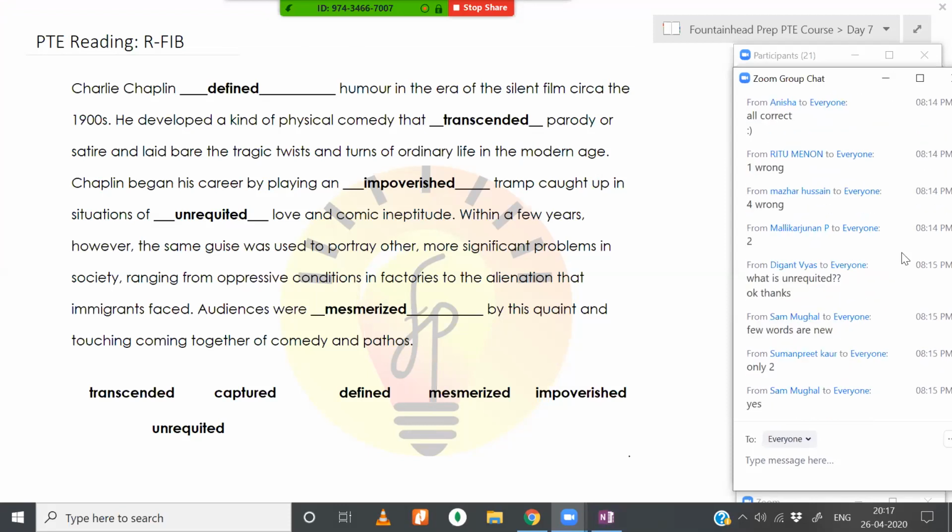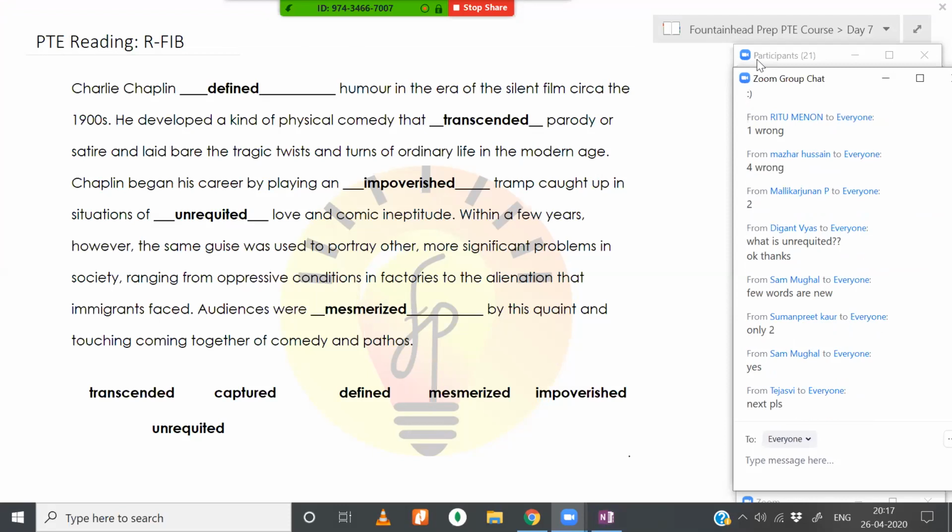Any doubts? Any question here? I'm sure some of you will have some question here. So if you don't have any question, then we will go to the next. All right.